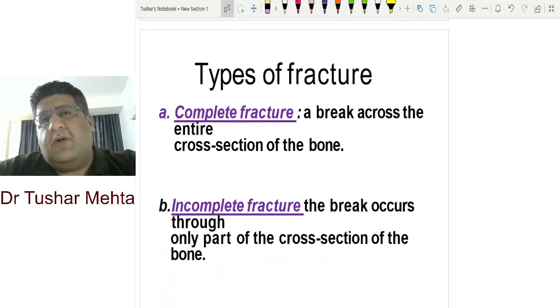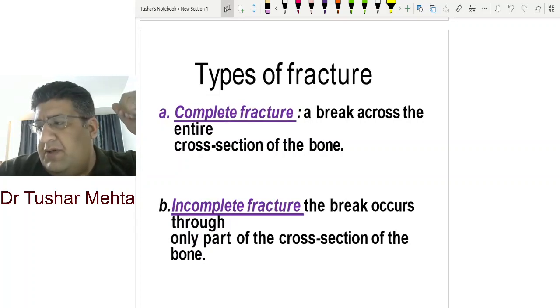Now, as I said initially, there are two types of fracture. One is a closed one. That is what I mentioned regarding the overlying skin and coverage. So if that is intact, we call it a closed fracture. If that's not, we call it an open fracture.